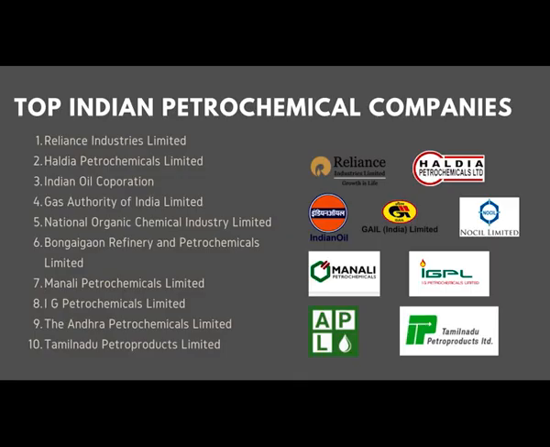Now, in the Indian context, who are the leaders in manufacturing petrochemicals? Reliance Industries, the largest petroleum refiner across the globe, is also leading in petrochemical manufacturing. Then we have Haldia Petrochemicals Limited, and Indian Oil Corporation, which has more than 10 refineries. In many of the refineries, the petrochemical complexes are an integral part of the refinery. Then we have GAIL, Gas Authority of India Limited, National Organic Chemical Industries Limited, NOCIL, then Bongaigaon Refinery and Petrochemicals Limited, BRPL, then Manali Petrochemicals, IG Petrochemicals Limited, Andhra Petrochemicals Limited, Tamil Nadu Petrochemicals Limited. These are some of the top leading manufacturers of petrochemicals in our country.